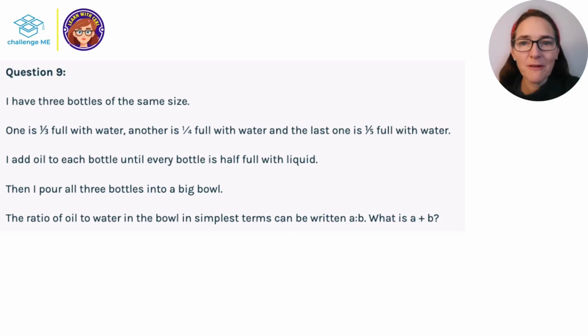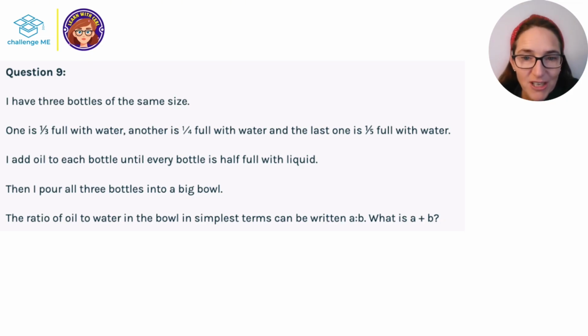And we're moving on to a fractions question. I have 3 bottles of the same size. One is a third full with water, another's quarter full with water, and the last one is a fifth full with water. I add oil to each bottle until every bottle is half full with liquid. Then I pour all 3 bottles into a big bowl. The ratio of oil to water in the bowl, in simplest terms, can be written A to B. What is A plus B?